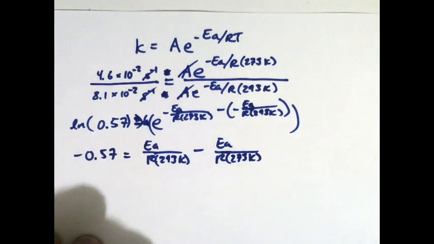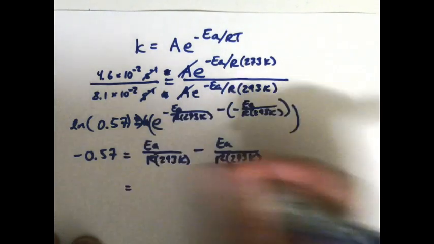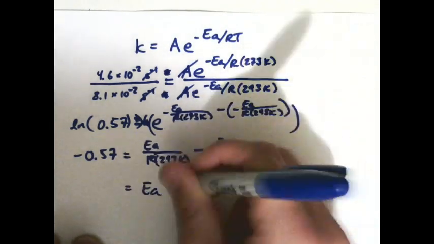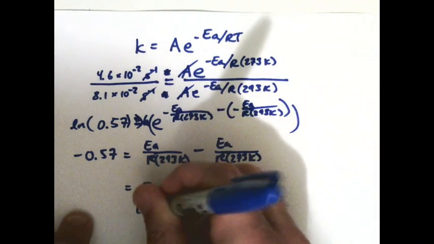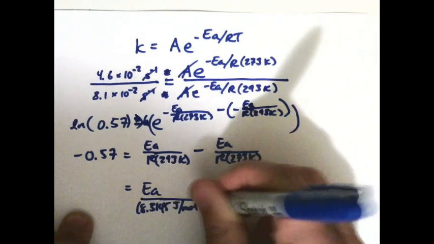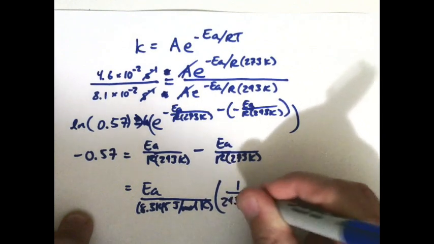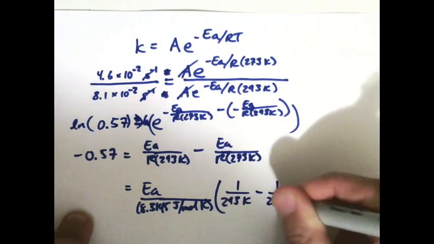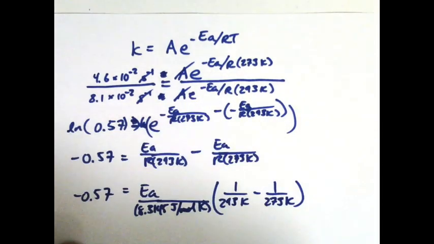And from here, what I can do is start basically just solving my way through the algebra. And so what I should see here is that I can take E sub A and actually remove it from this, along with R, which is 8.3145 joules per mole Kelvin. And what I now have is 1 over 293 Kelvin minus 1 over 273 kelvins. All of that equal to minus 0.57.